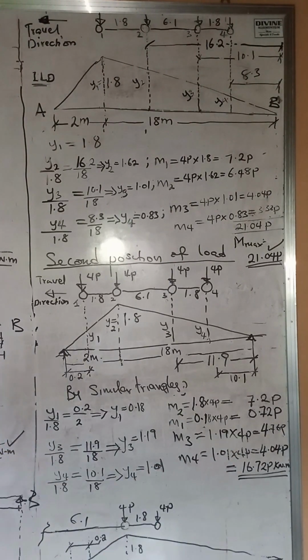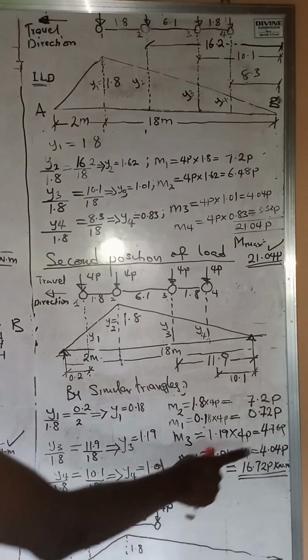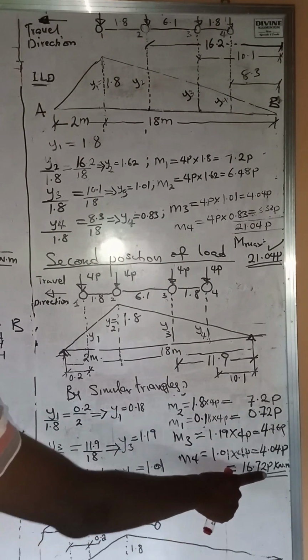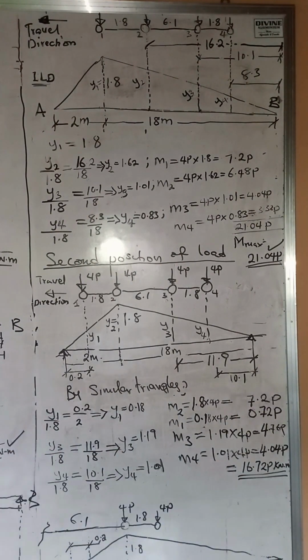By the time we do a summation of these values, we have that the total moment at this point becomes 16.72P kilonewton meters. All right. So this is the total moment due to this load position on that point, 0.1 L of this beam. Now, we go into the fourth.